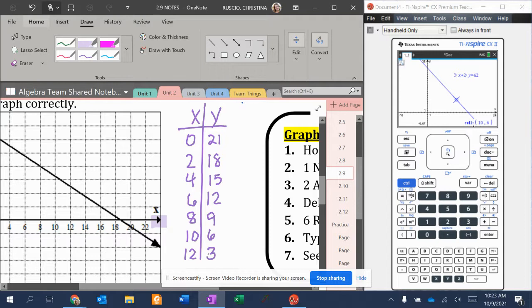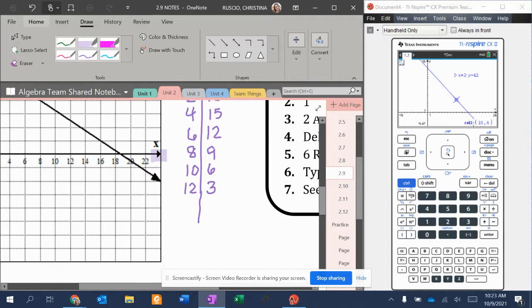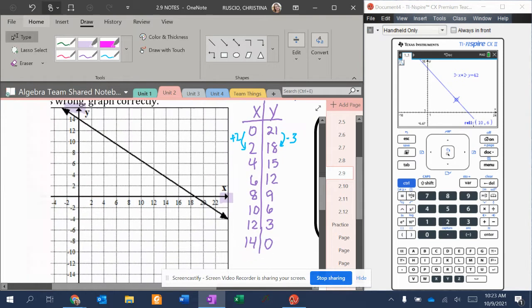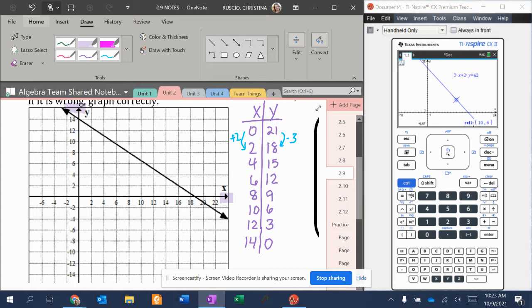Some of you may not need the table or the trace feature for very long because you're so good at following patterns with the X's and the Y's. Like the X's are going up by twos and the Y's are going down by threes. That's a really cool way to find slope too. It is a way to find slope. Okay, so let's go ahead and start plotting as many of these points as we possibly can, and then we'll use our straight edge to help us connect them.